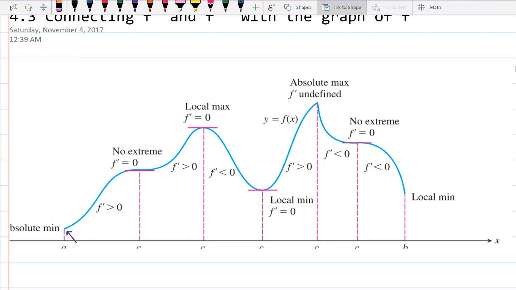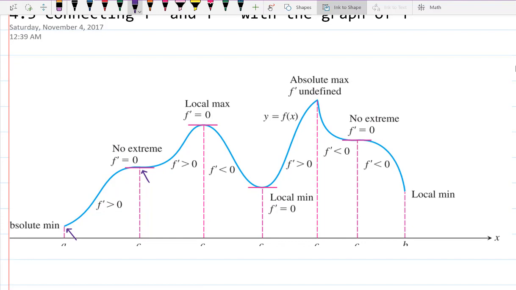Notice here that we have no extreme value. However, the derivative equals 0, so it should be a critical point. But we notice that on both sides of the critical point, it's always increasing. So this tells us that there is no minimum or maximum right here. As we continue on, you'll notice that the derivative here was positive and the derivative here was positive. That's another way of us telling, using that sign chart, that there is no minimum or maximum.